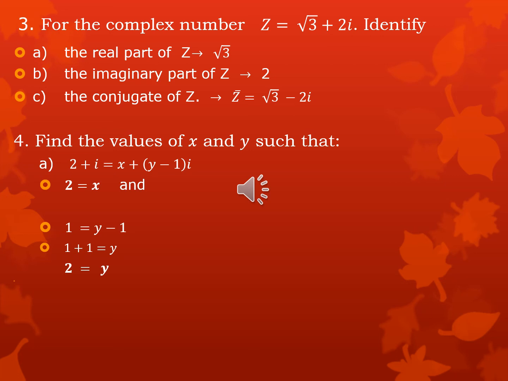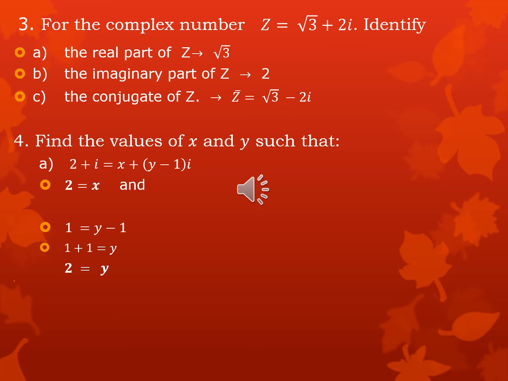Question number 4. Find the values of x and y such that, part A, 2 plus i is equal to x plus (y minus 1)i. In order to answer this question, we have to use the equality rule.